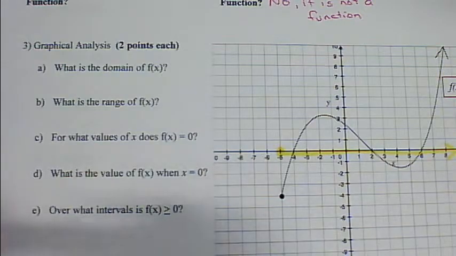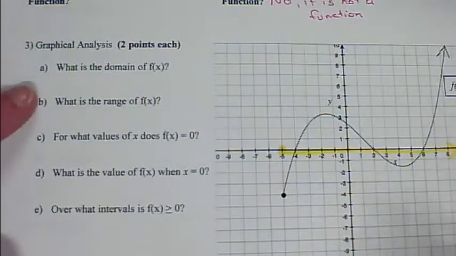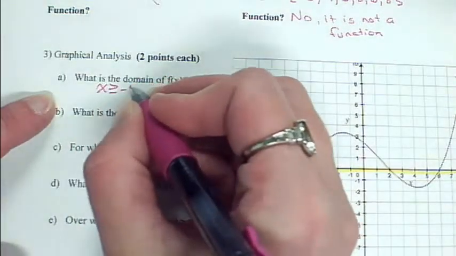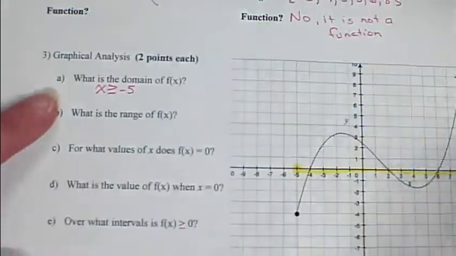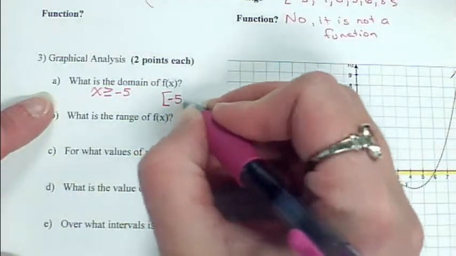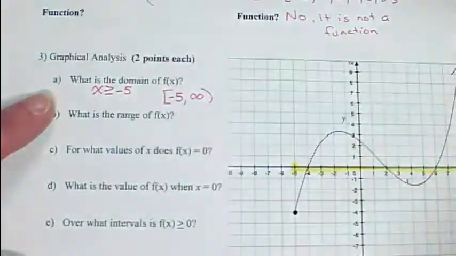So one way I could put that is that the x's are greater than or equal to -5. Or, oh, we love the interval notation. Interval notation says we start at -5 and include it, and then go off to infinity.